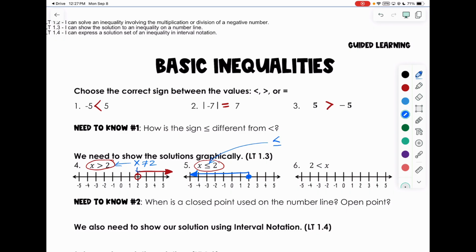All right, so 2 is less than x. If 2 is less than the unknown numbers, the possible solutions, where should the x's be? Should the x's be to the right of 2 or to the left of 2? 2 is less than x. Pei?